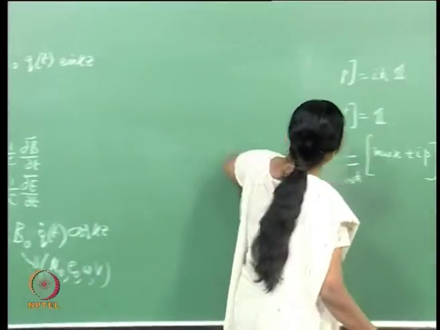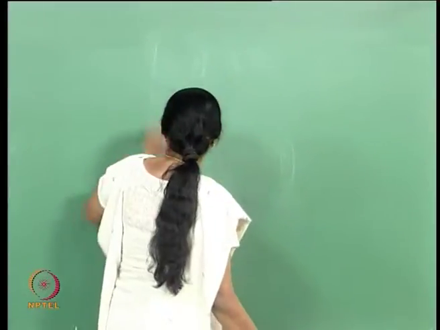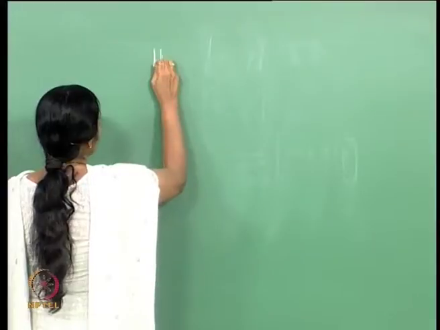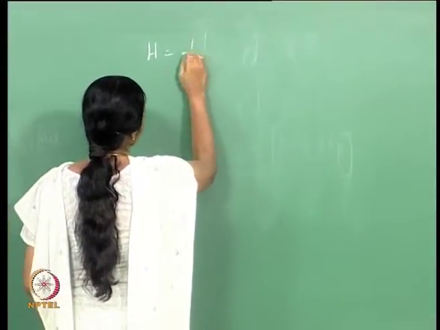Now given this E and B, I have the Hamiltonian for the electromagnetic field.